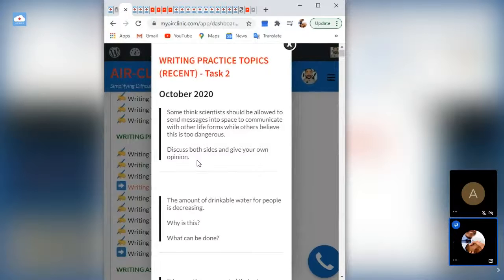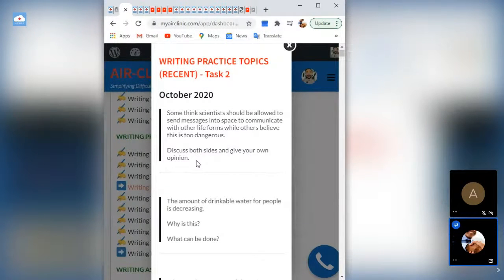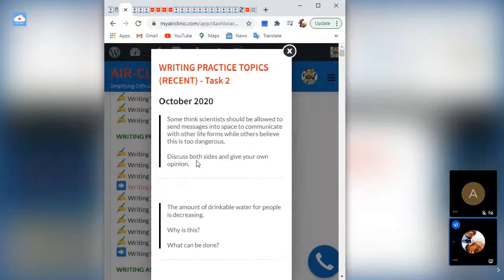So introduction, based on the formula, we're going to go over it. In the introduction part, you are supposed to restate the topic sentence. You're supposed to restate the question in your own words. Say some think scientists should be allowed to send messages into space to communicate with other life forms, while others believe this is too dangerous. So you paraphrasing this statement, you can put it any way you like.